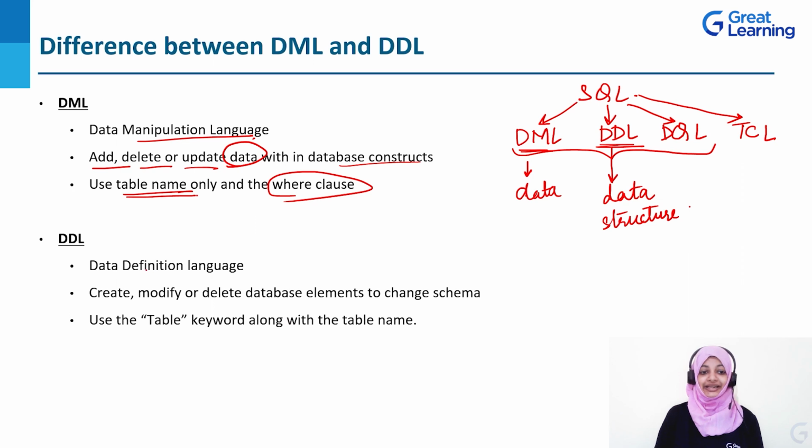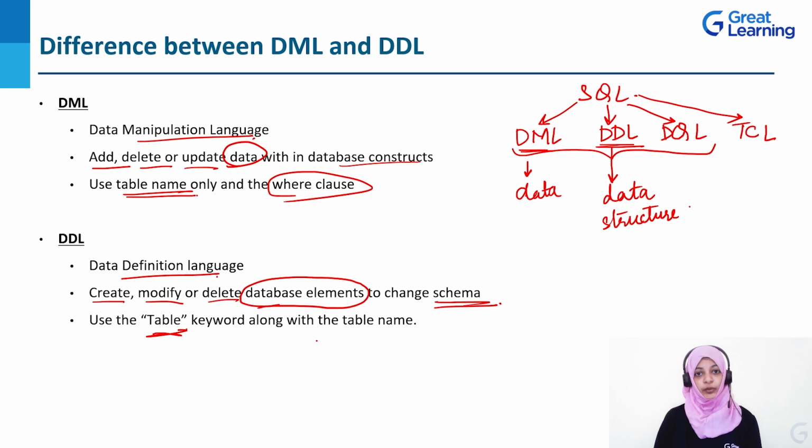On the other hand, DDL is the data definition language. It is used to create, modify, or delete complete database elements, which will often lead to a change in the schema or the structure of the database. Lastly, we have a specialized keyword table that is used in the query as a means to state that any of the changes, may they be creation, modification, or deletion of existing entities, are to be done for this particular table name or entity.